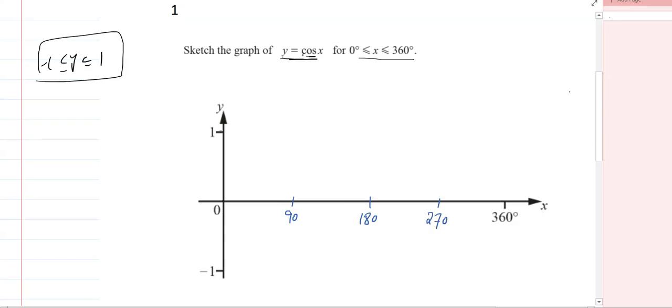When you're sketching for cos, at zero the value of cos is one, so you will start from here. At 90 it will be zero, and at 270 it will also be zero. So you will start from here, and it will go like this. You have to remember the sketch. And at 180, it will be minus 1. So from here it will be like this, and then at this one it will be 0.